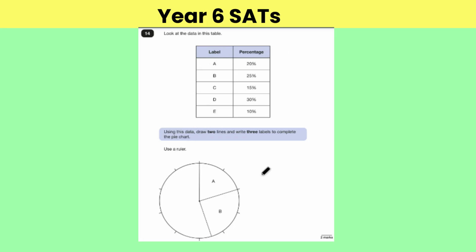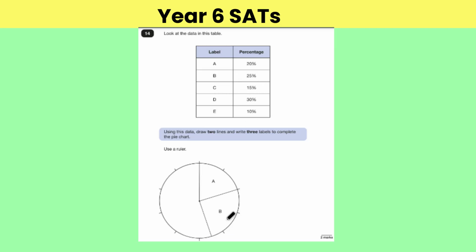It says A is 20%, and you can see it's taken up 2 segments. So that's given us already the clue that these segments are worth 10%. And if you count round 1, 2, 3, 4, 5, 6, 7, 8, 9, 10, there's 10 segments in there. So we know that, so that's nice and easy. So A's taken up 2 sections, 20%. B's taken up 2.5 sections, 25%.